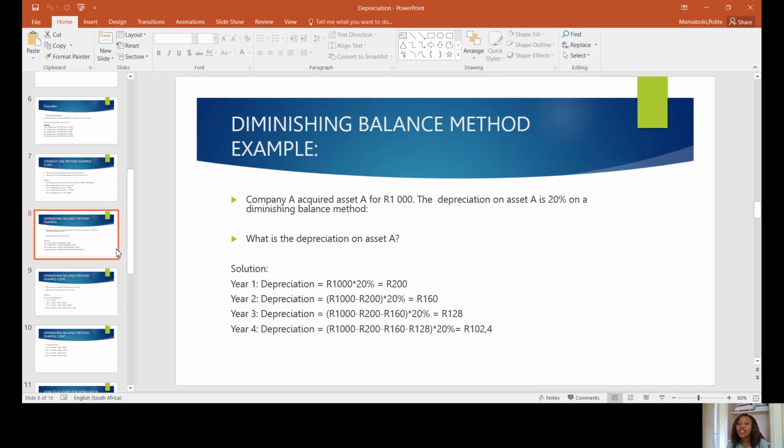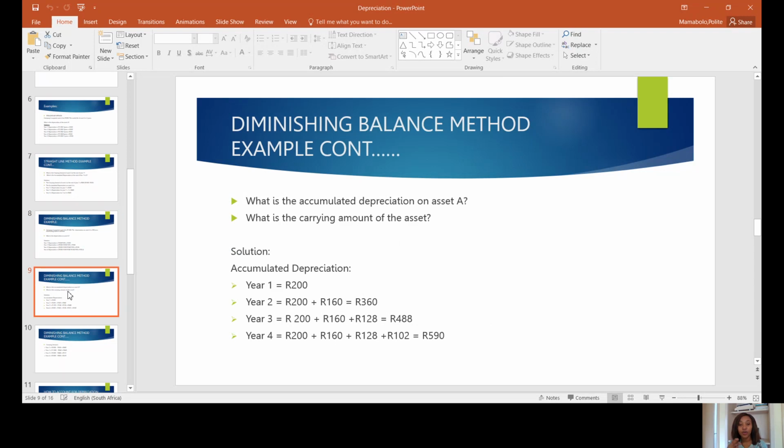Year 3, our depreciation will be 1,000 minus 360, which is our accumulated depreciation, multiplied by 20%, and we get 128. Year 4, still the same. You take your cost, you minus your accumulated depreciation of the asset, and you get your carrying value, and you multiply it by 20%, and you get your 102.